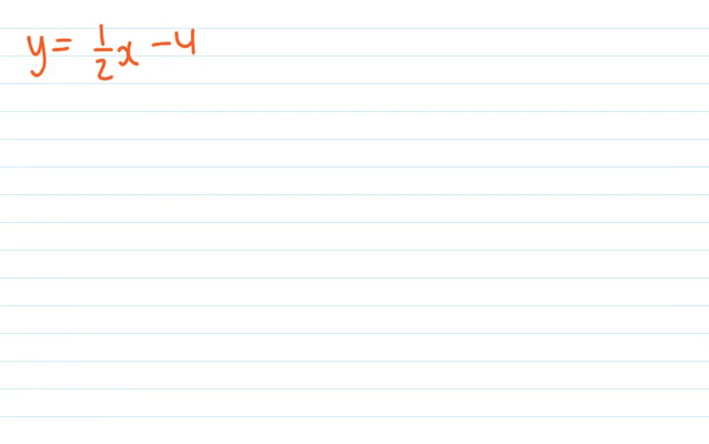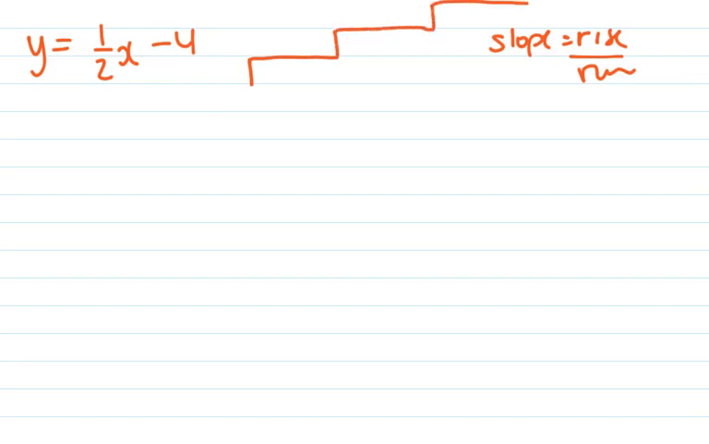So 1/2 x minus 4. You need to think of slope as rise over run, right? That's what we learned right at the beginning. So if your slope is 1/2, that's rise 1, run 2. So that means if we go up 1 over 2, up 1 over 2, up 1 over 2, that's a gentle rise. It is rising, and it's rising gently.